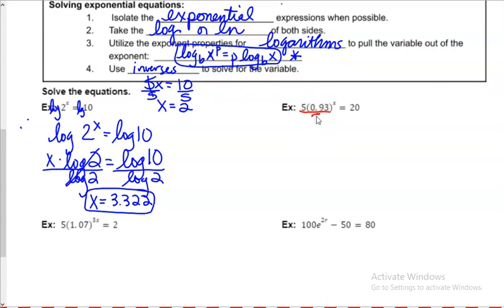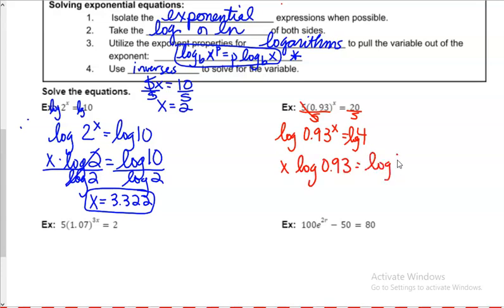So I'm going to first get rid of that 5 by dividing both sides by 5. And I get 0.93 to the x power equals 4. Now at this point, the exponential is by itself. Let's take the log of both sides. So I'm going to take the log and the log. And then we're going to use our property to bring our x out front. And we get x times the log of 0.93 equals the log of 4.